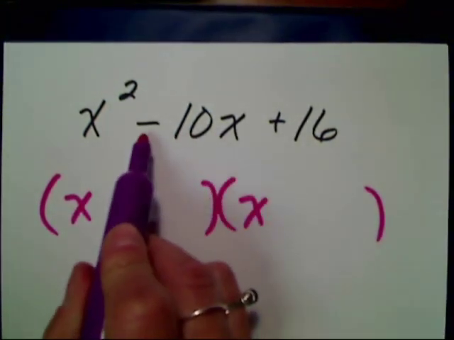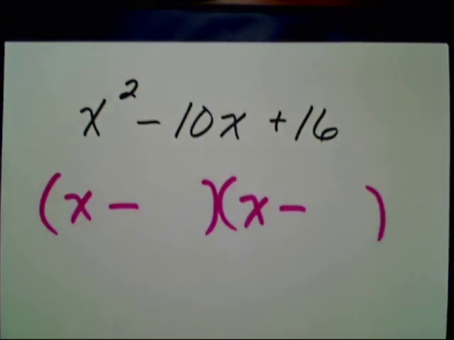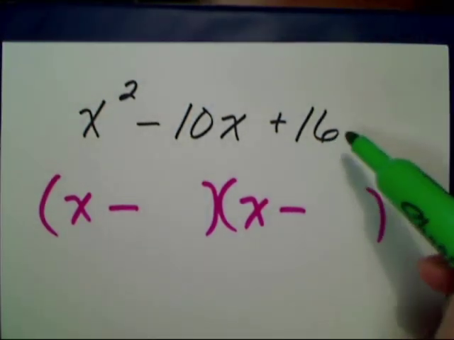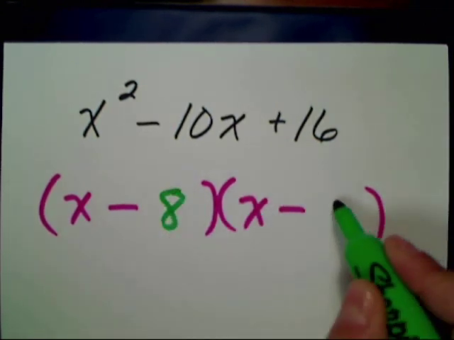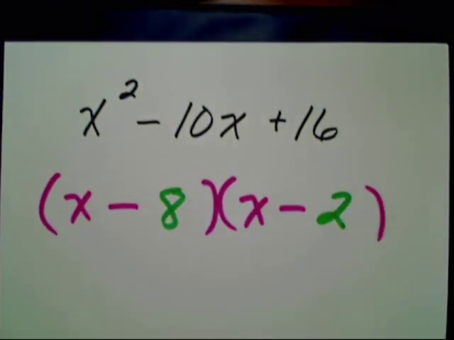B is negative, so in this case, they're both negative. Then you're always looking for two numbers that multiply to 16 and add to 10. 16 is 8 times 2, and 8 plus 2 is 10.